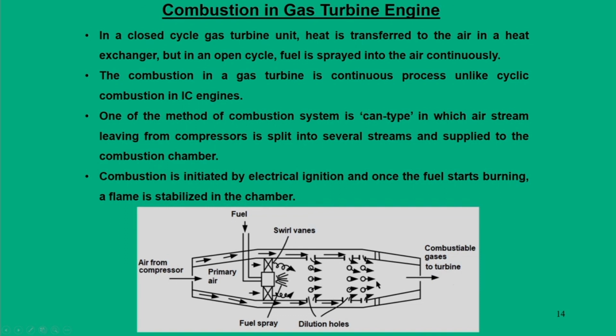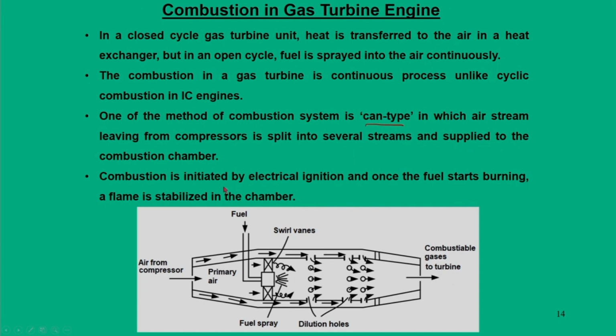So, this is how, towards the end of this combustion chamber, the combustible gases go to the turbine. This particular arrangement we call a can type, where the air leaving from the compressor is split into several streams and supplied to the combustion chamber.